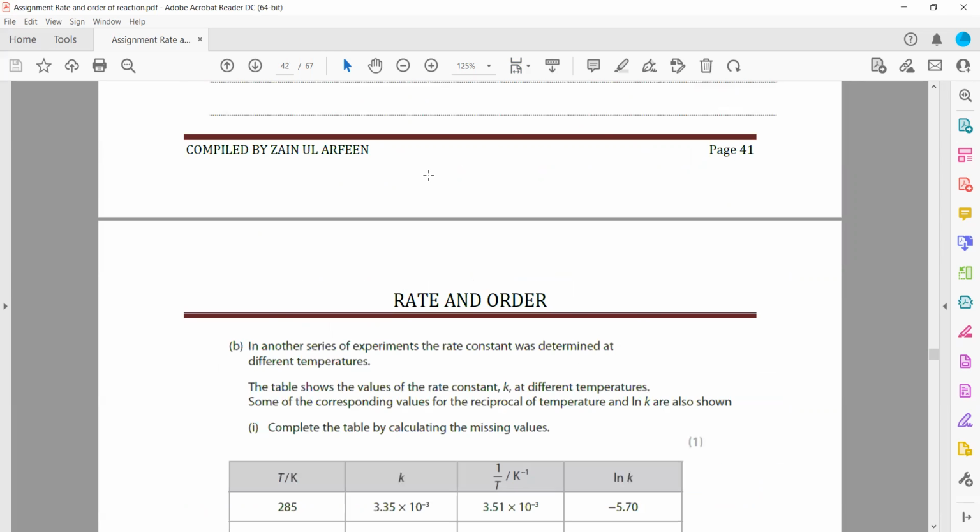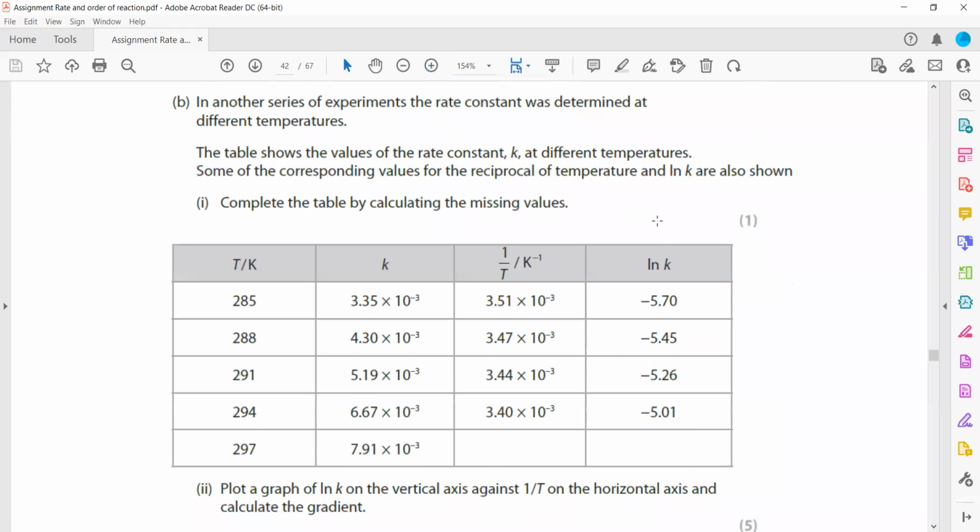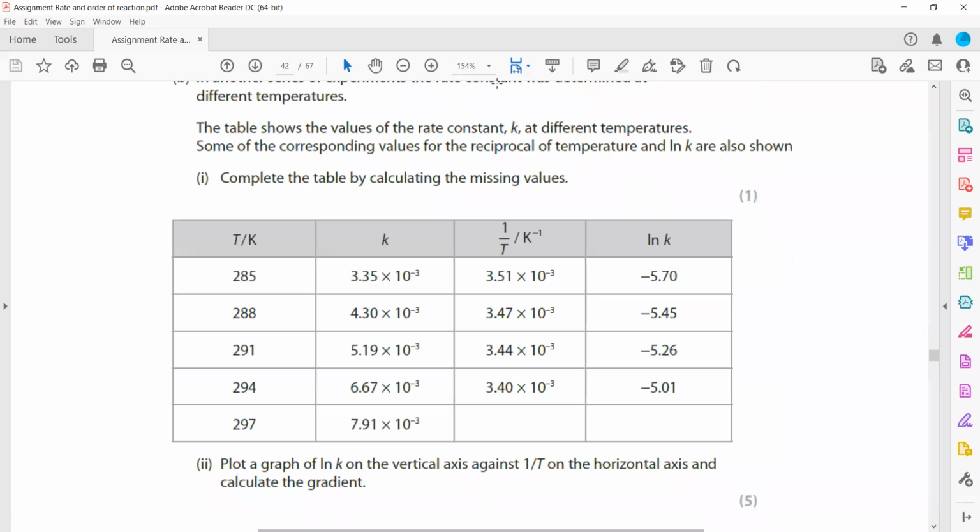Then we have another series of experiments. The rate constant was determined at different temperatures. The graph shows this. So how do we get 1 over T? You have to take the reciprocal: 1 divided by 297 gives 3.37 exponent minus 3. And for this one, you have to take ln of 7.91, so ln 7.91 will be minus 4.84.